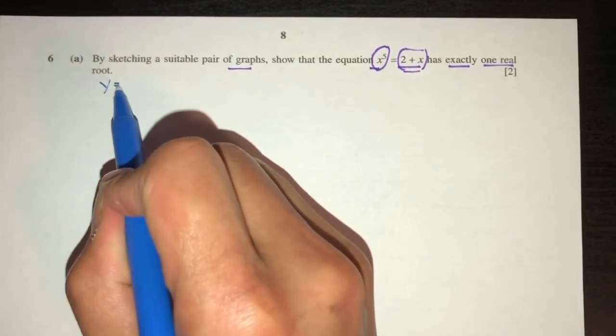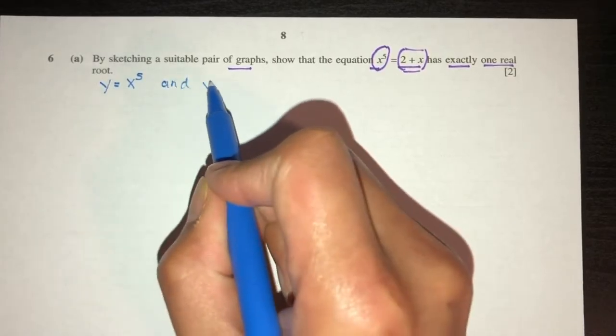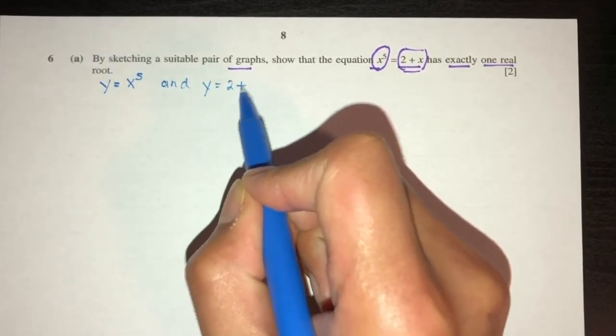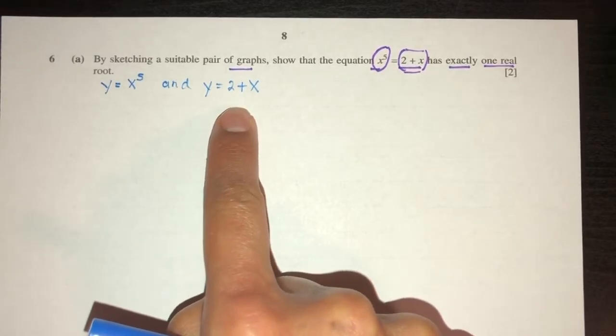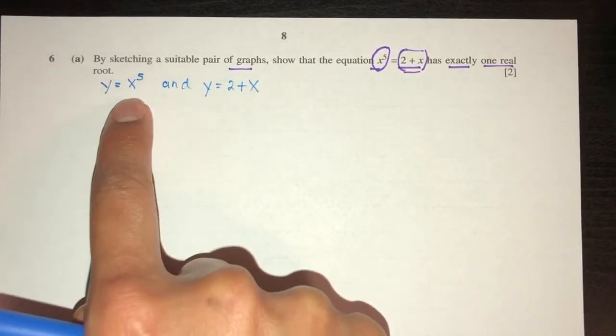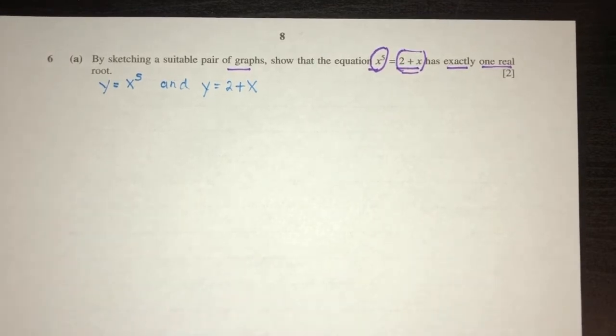So basically we have to draw y equals x to the power 5 and y equals 2 plus x. This one you guys must know by now, it is a straight line. You can draw that pretty easily. But this one you might be confused, I'm not too sure either. So let's do it step by step.